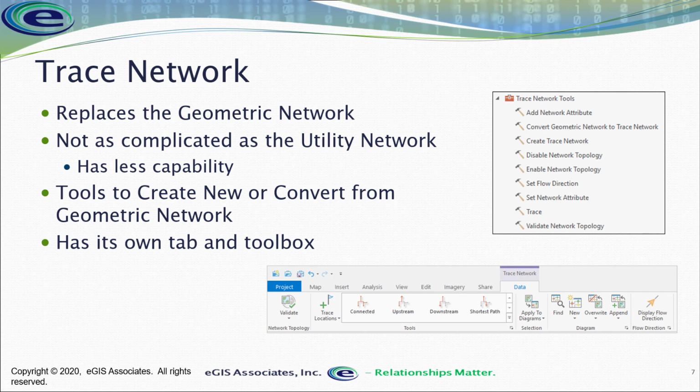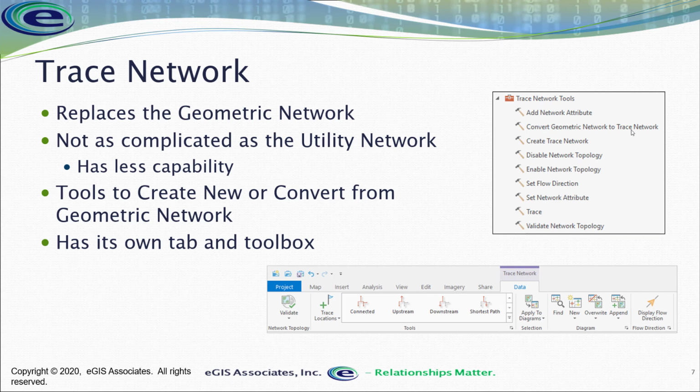Matter of fact, you can see that Esri has a tool in here that'll convert a geometric network to a trace network, so that you can do those same kind of things, those traces, connectivity checks and whatnot that you were accustomed to doing in the older geometric network. And it's a lot less complicated than all the hoops you got to jump through to get things into the new utility network. So this is, I think, a very big step in the right direction.